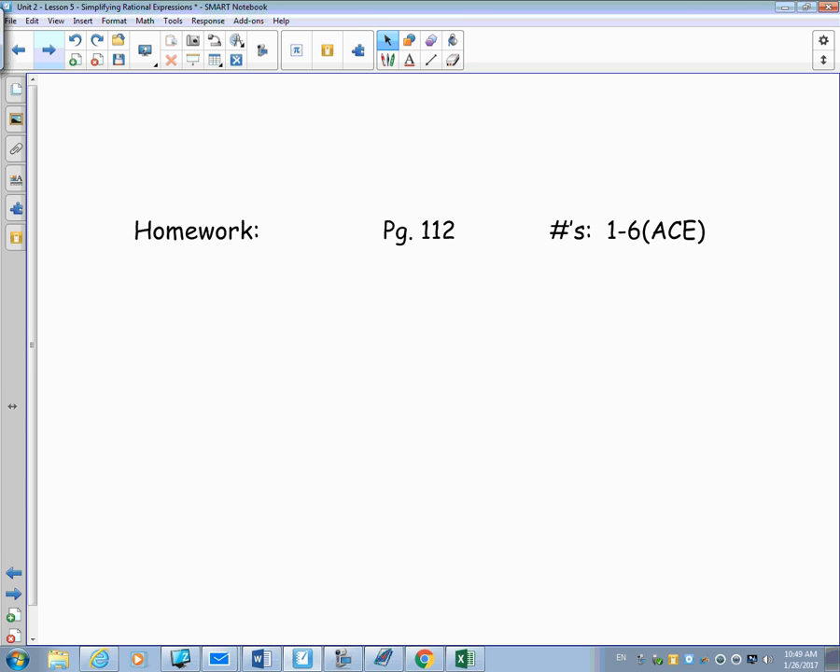Okay, there's your rational expression, just the first day, but we're going to spend 4 days on this. We're going to keep adding in more and more operations between things. So we need to get the idea of just basic simplifying down first.